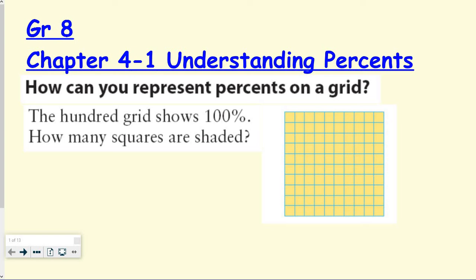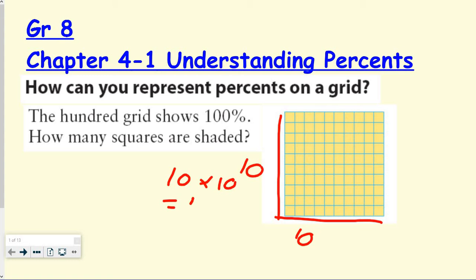This is grade 8, chapter 4, part 1, understanding percents. So when we represent percents, we use 100 grids. We know that each 100 grid is 10 by 10, and that means that there's 10 times 10 equals 100 squares in this 100 grid. So the 100 grid shows 100%.